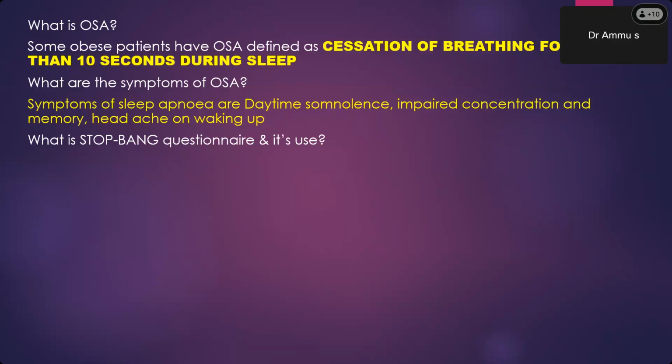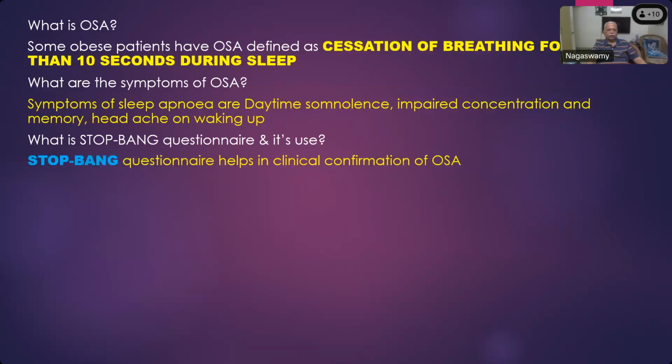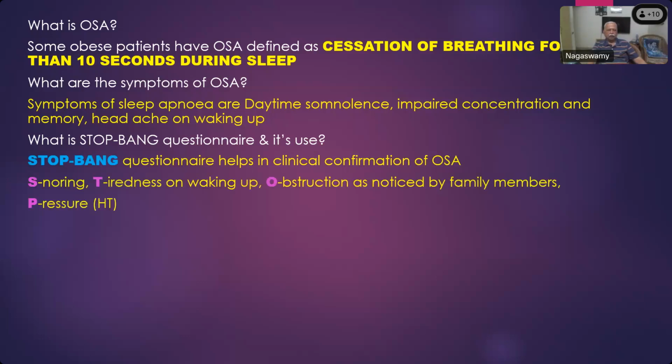B for BMI, BMI of more than 35. A for age, age more than 50. N for neck circumference, more than 40. G for gender, male. Very good. So the STOP-BANG questionnaire helps in clinical confirmation of OSA and also to grade the severity of OSA. Both can be done with it. So the components are snoring, tiredness on waking up, obstruction as noticed by family members, and pressure, hypertension. And the BANG: BMI more than 35, age more than 45, neck circumference more than 40, and male gender. All these things indicate whether the patient has OSA.